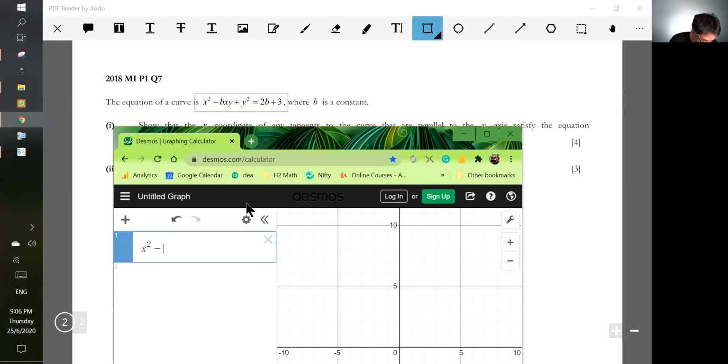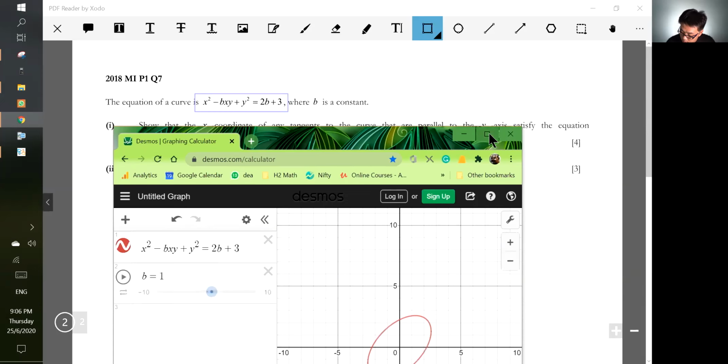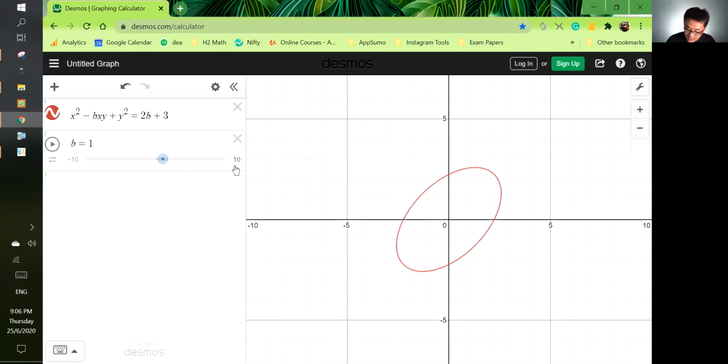minus bxy plus y squared equals to 2b plus 3. Then you just add a b up. So it's a very cool kind. You see this thing here? It's actually a slanted ellipse.